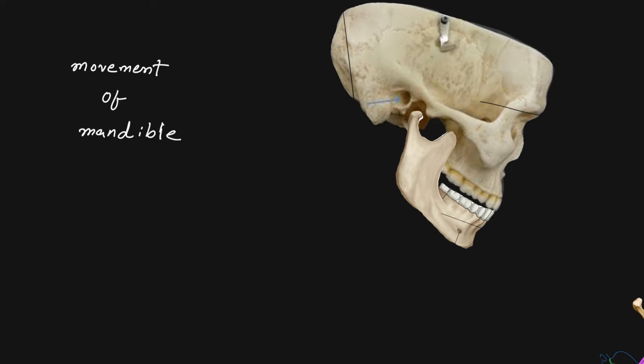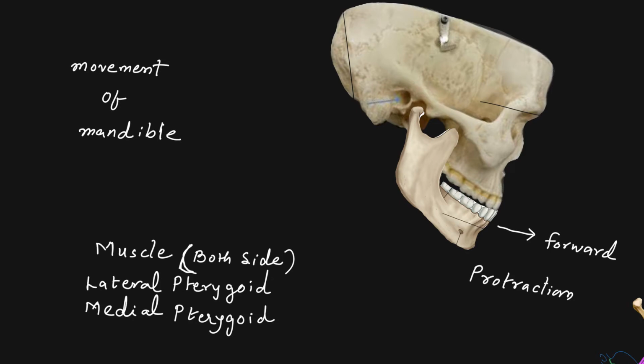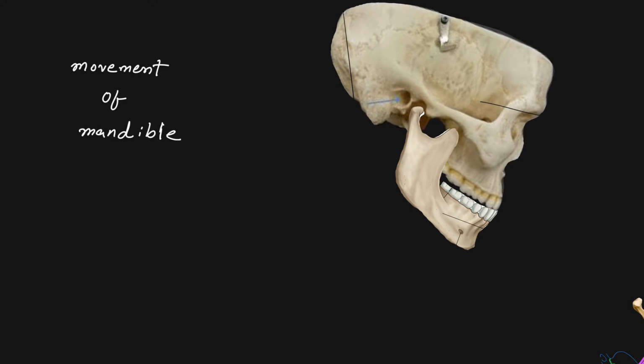Now we give the different types of movements to the mandible. First we take it in the resting position. This is the resting position of the mandible. If I take my mandible forward, this movement is called protraction. The muscles taking part in protraction are the lateral and medial pterygoid. Both sides of lateral and medial pterygoid take part in the protraction of the mandible.